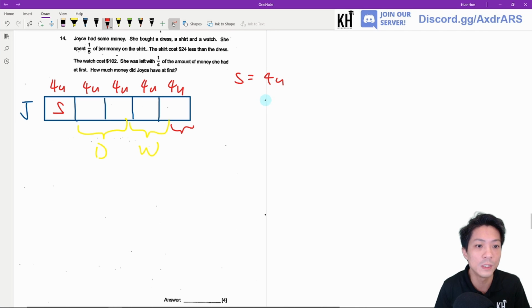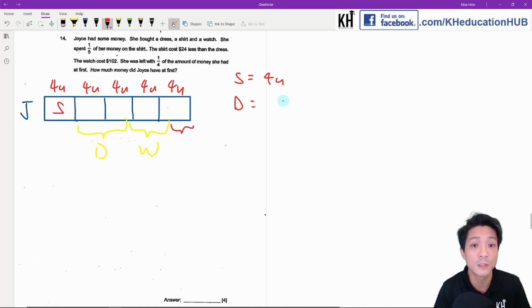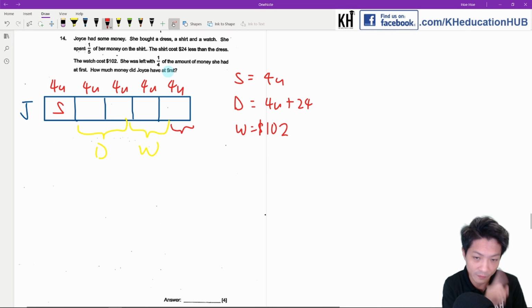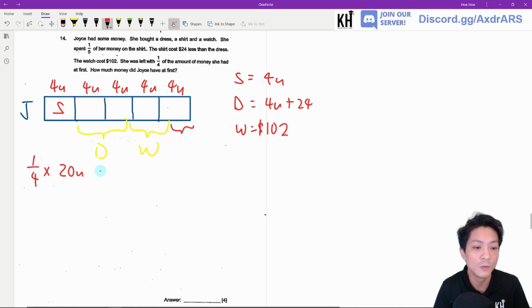Shirt is equal to 4 units. The shirt cost $24 less than the dress, which means that the dress will be 4 units plus 24. The watch is $102. And she is left with a quarter of the amount of money that she had at first. A quarter of 20 units is basically 5 units. So she's left with 5 units.